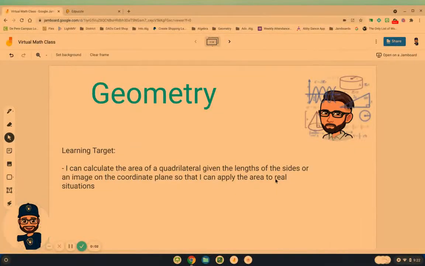Hello geometry students, and welcome back to another video lesson as we continue to look at area of different types of quadrilaterals. Yesterday we focused on triangles. Today we get into quadrilaterals, or the four-sided shapes.